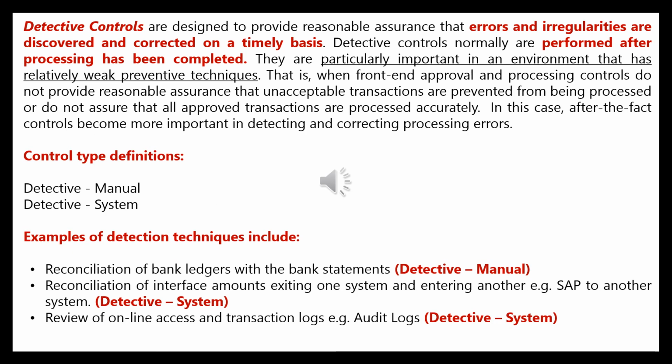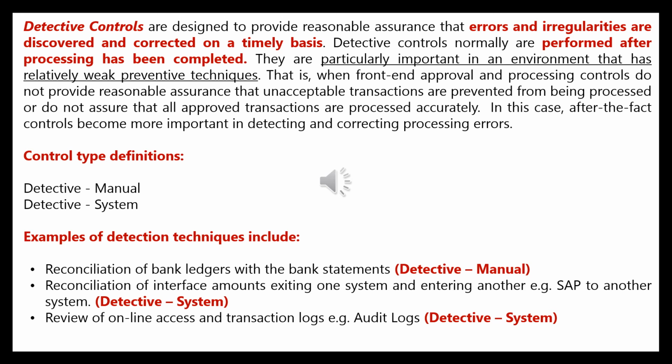And finally, a look at the detective controls. Detective controls by definition are designed again to provide a reasonable assurance and not an absolute assurance that errors and irregularities are discovered and corrected on a timely basis. Detective controls normally are performed after the processing of transaction has been completed. They are particularly important in an environment that has relatively weak preventive techniques or preventive controls.